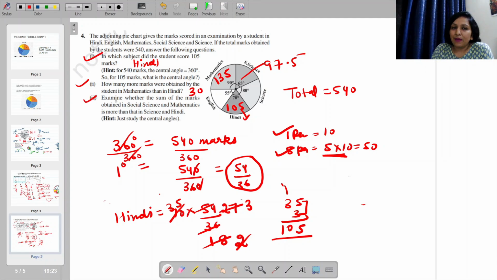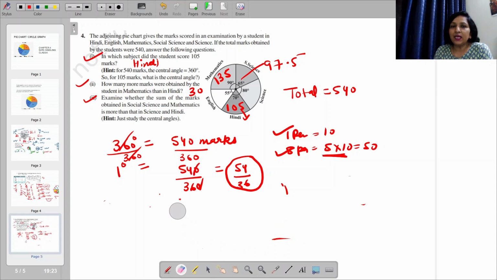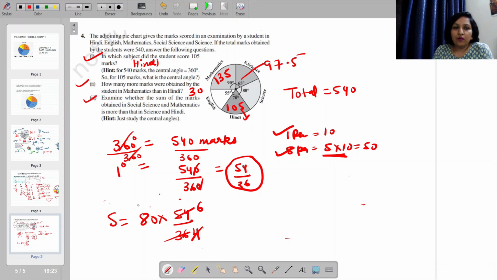Third one. Examine means check out, find out whether the sum of the marks obtained in social science and mathematics is more than in science and Hindi. We don't know the science marks yet. Let us find how many marks the child has scored in science. What is the degree for science? 80. For science, 80 has to be multiplied by 54/36. 9 4s are 36. 9 6s are 54. 4 2s are 8 along with the 0. And 20 into 6 is 120.